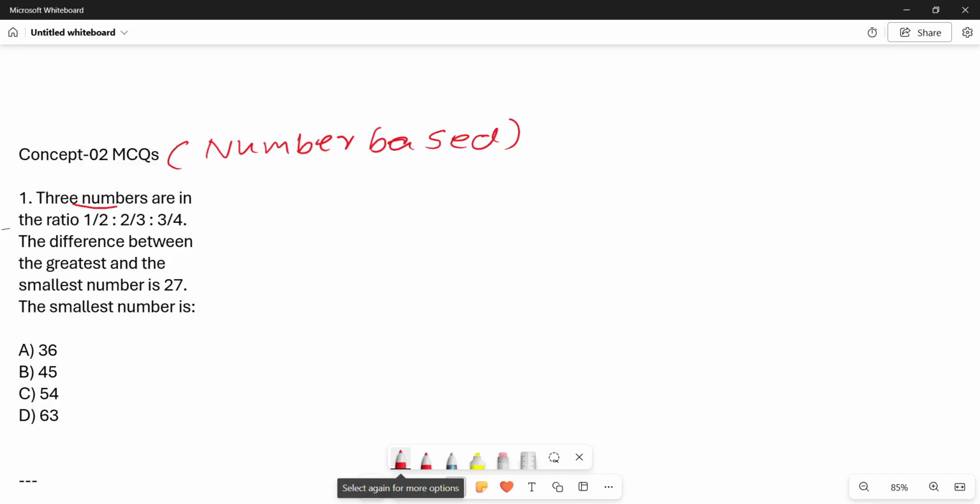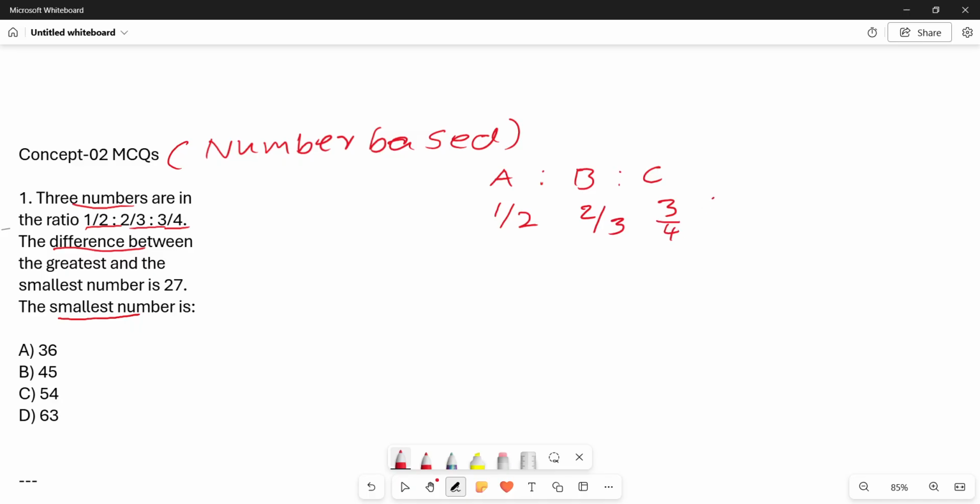Three numbers are in the ratio 1 by 2, 2 by 3, 3 by 4. The difference between the greatest and the smallest number is 27. They are asking about the smallest number. First let the names be A is to B is to C. So what are the ratios, guys? 1 by 2, 2 by 3 and 3 by 4.